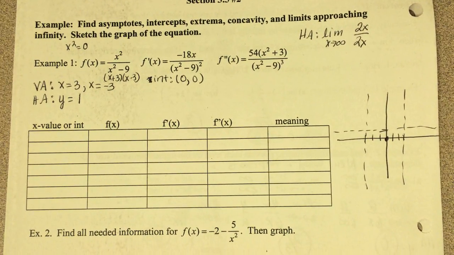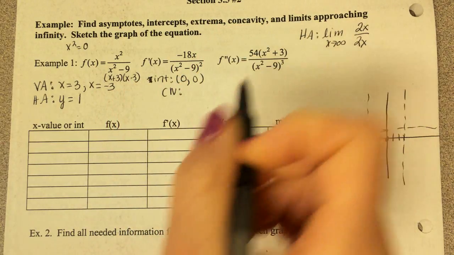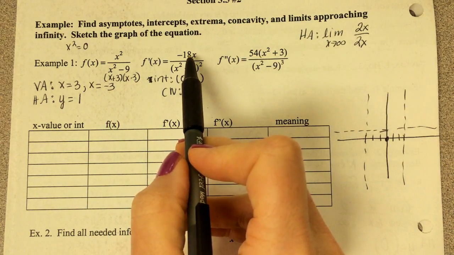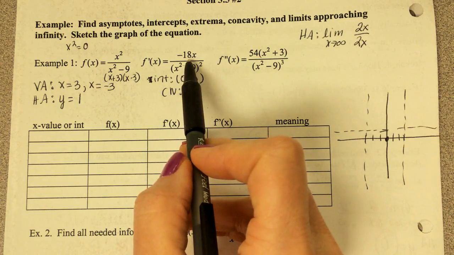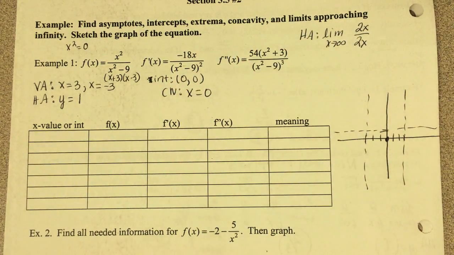So now I've been given the first derivative. I can find my critical number. That's whatever makes that first derivative equal 0. So that means the top equals 0. So what's the critical number? 0. So I have a critical number of x equals 0.